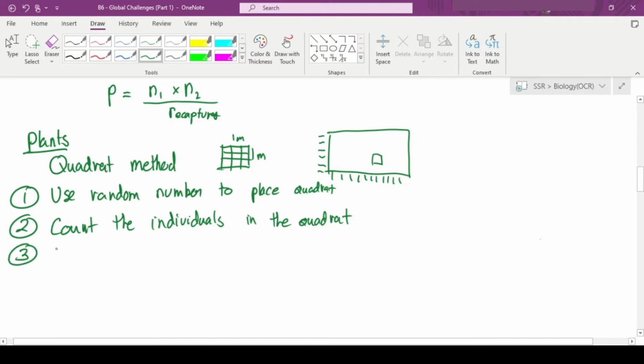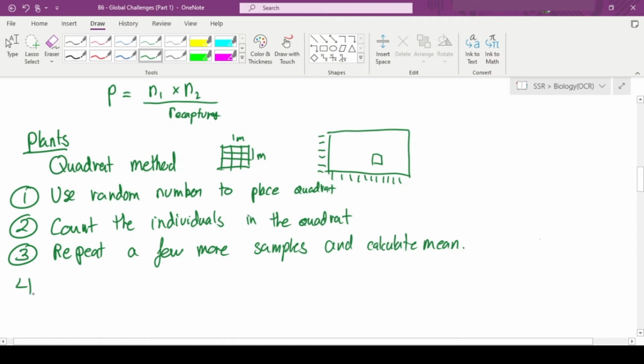Your next step is to repeat this. And you're going to do this a few different times depending on your resources. You want a good number of samples so that you get pretty close to the true population, but you also don't want to waste the time and resources that you have available for your study. And then once you're done that, you calculate a mean.